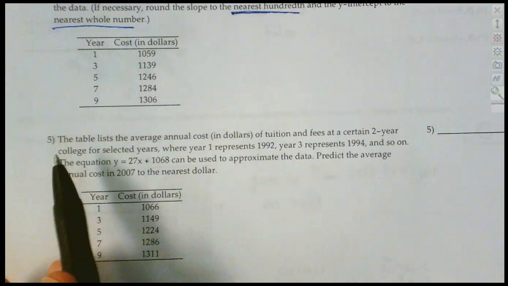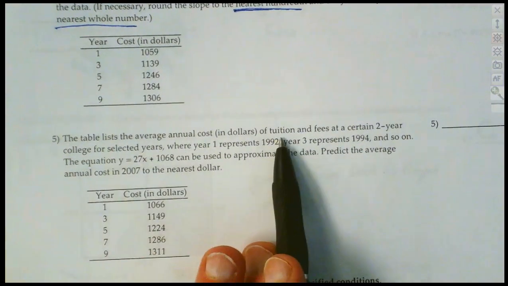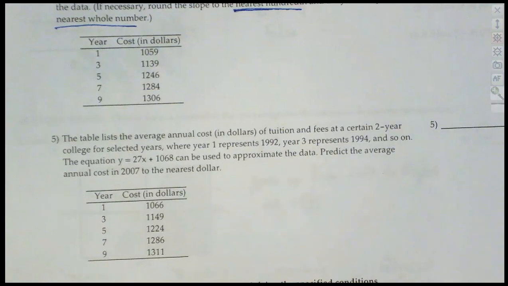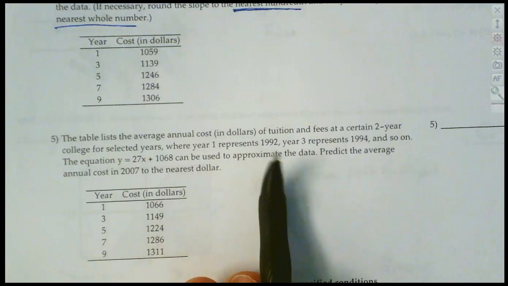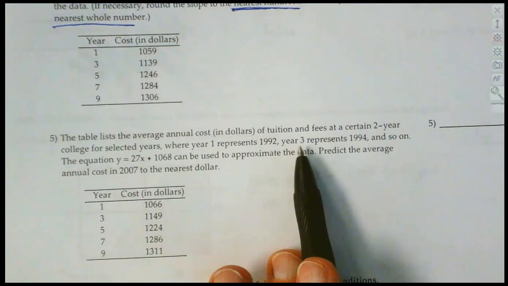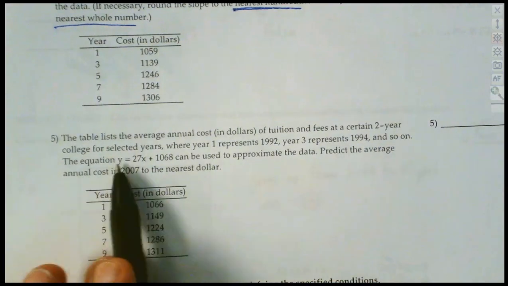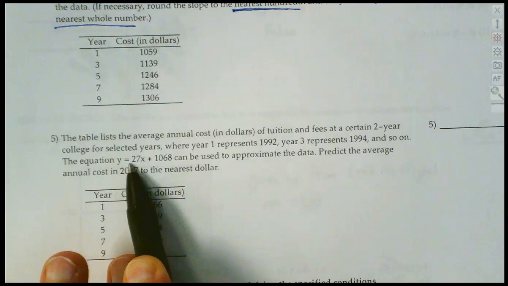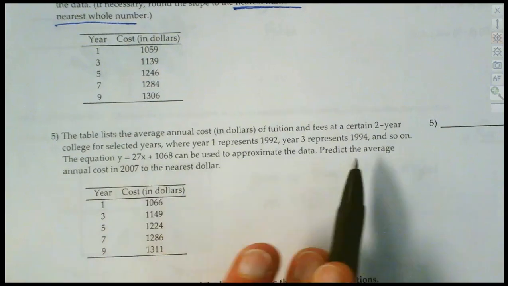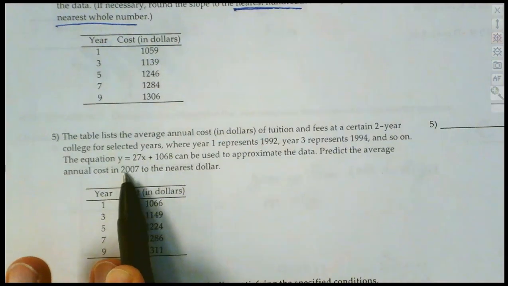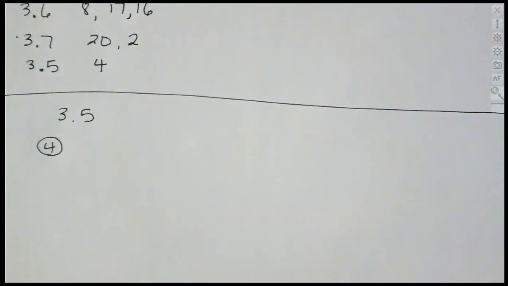and then use the information. So the table lists the average annual cost of tuition and fees at certain two-year colleges for selected years, where year 1 represents 1992, year 3 represents 1994, and so on. We have this equation, and we can use this equation to approximate the data. We need to predict the annual cost in 2007. So we need to figure out what we're starting with and what value of x we're going to be plugging in.